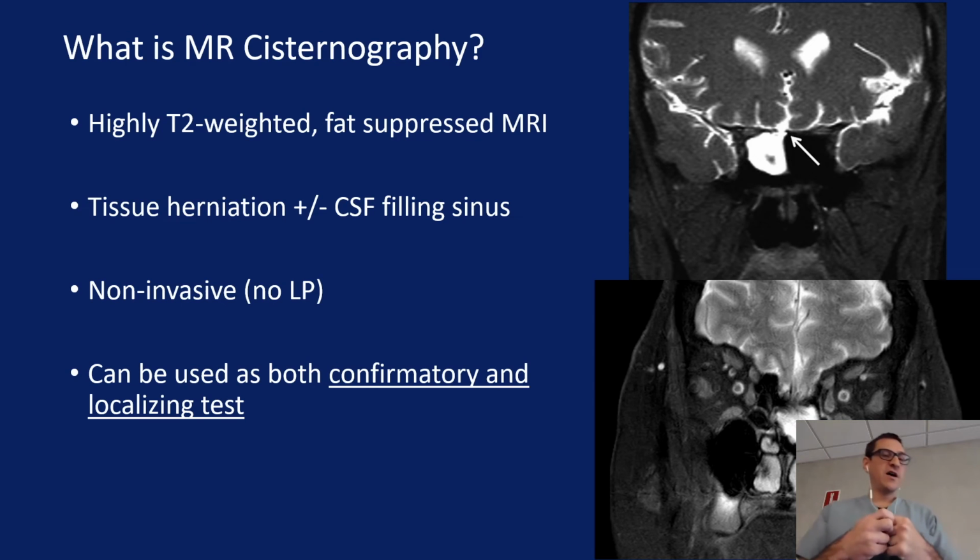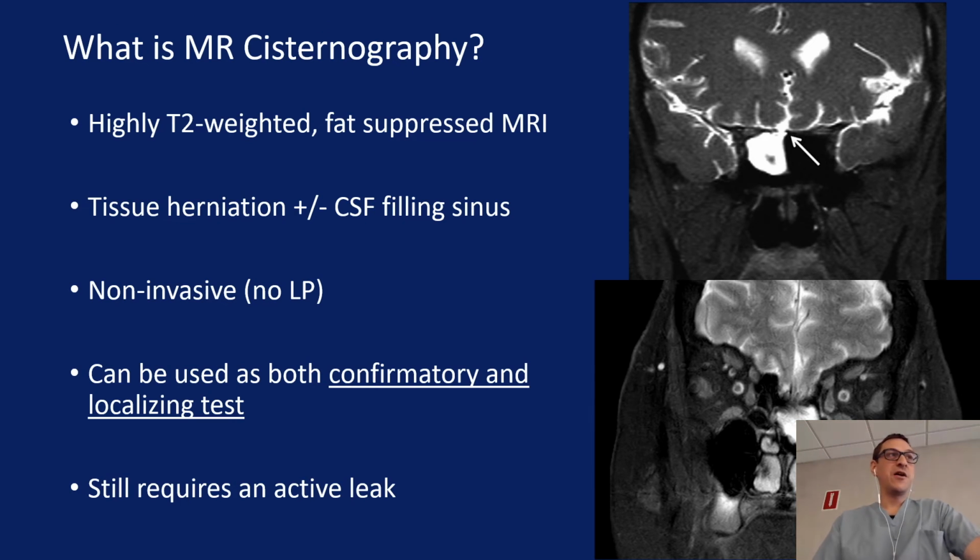In the recent IFAR review, they suggested this could technically be both confirming and localizing. I think for your purposes, you should know that cisternograms on the whole are for localizing. But if you think about it, if you don't have a beta-2 and you had a situation that was amenable to this kind of imaging, you could see how a heavily weighted T2 image could be confirmatory for a CSF leak. It does still technically require an active leak, so all these cisternograms are limited by that point.